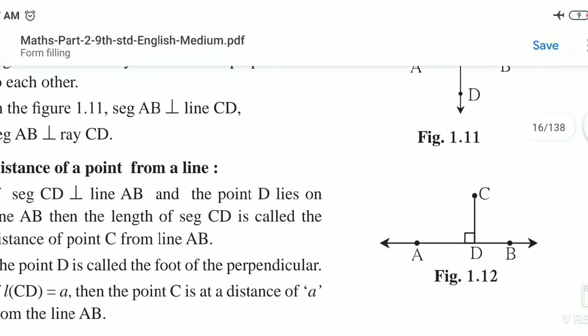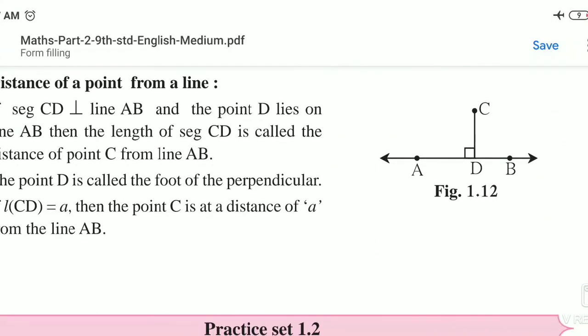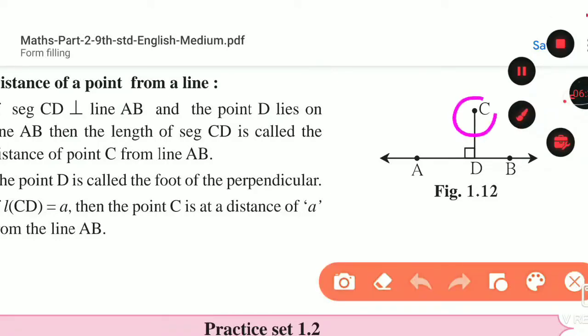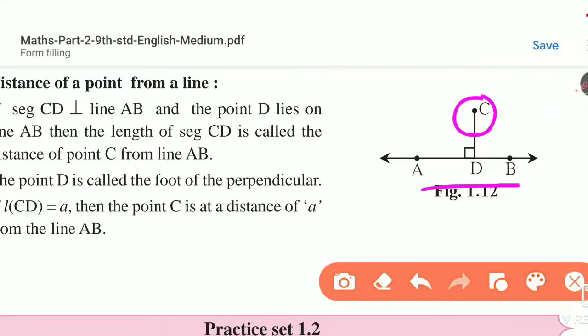Then the next part is the distance of a point from the line. Now if you see, this is point C and CD is perpendicular on AB. The distance of C and D is a, then we can say that point C is at a distance of a from AB. The length of CD is equal to a, but the condition is that CD must be perpendicular on AB. Then only we say that it is the height, or the perpendicular distance between the point and this line segment.